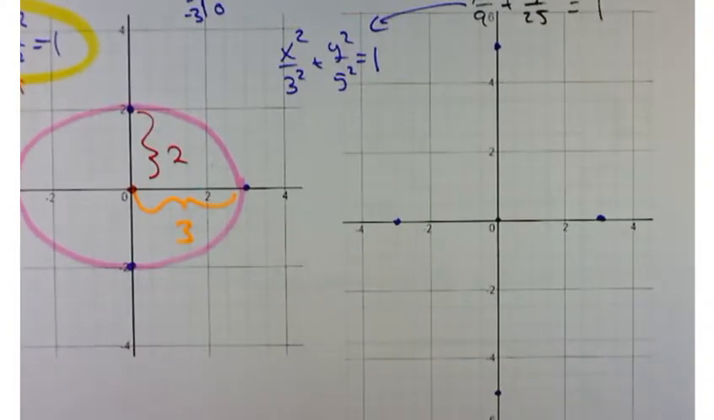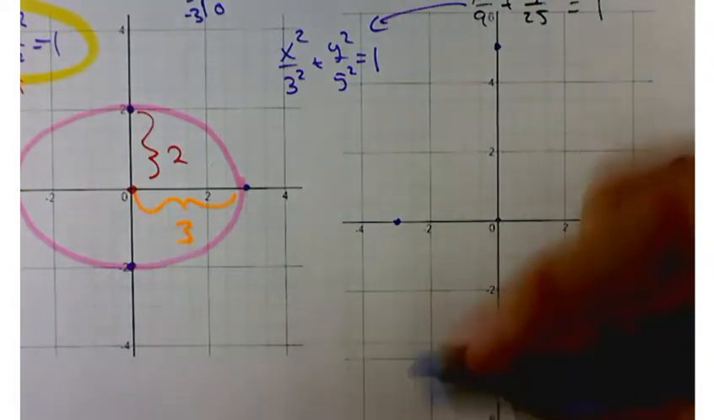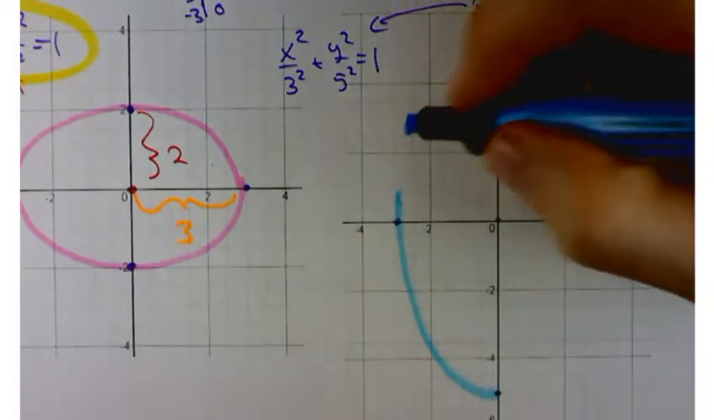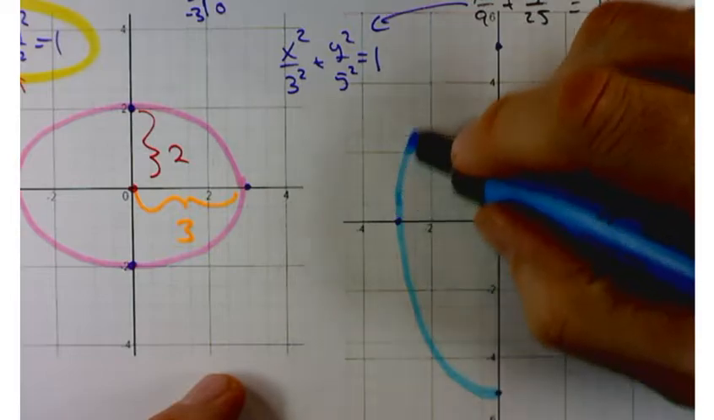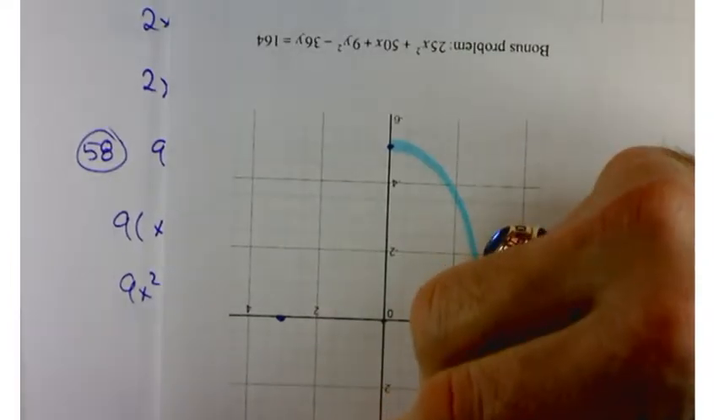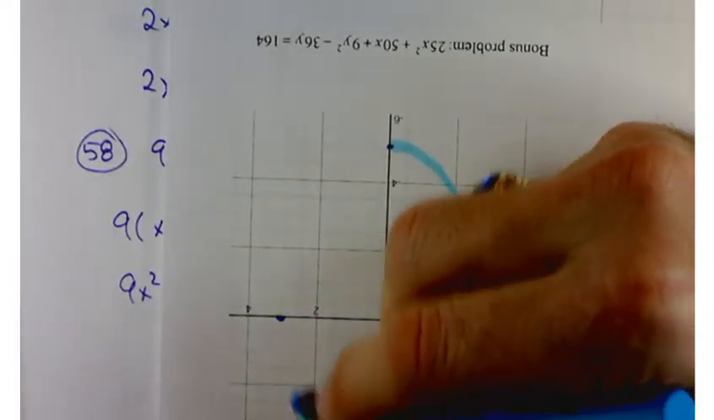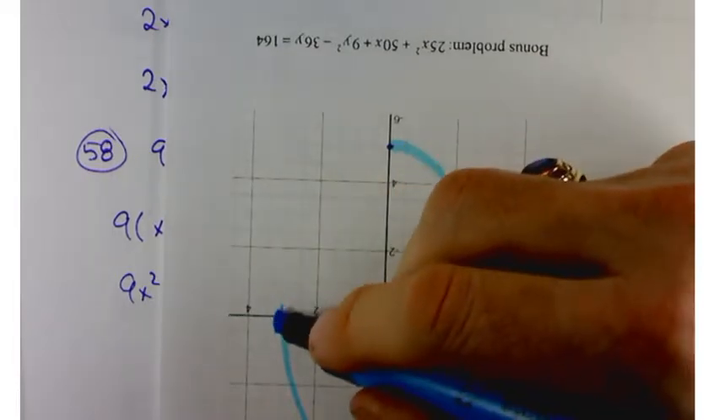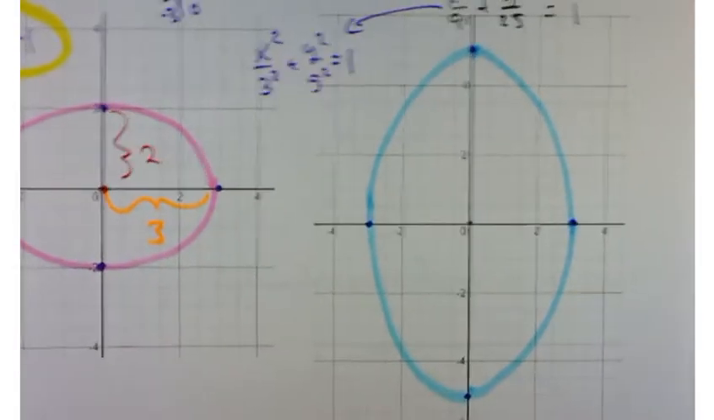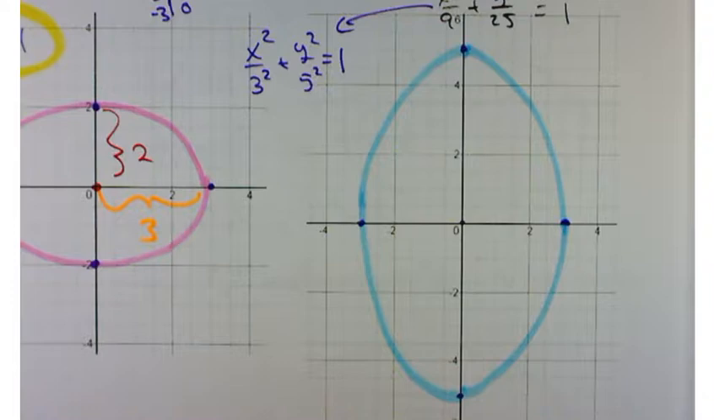And then, as best as you can, try and draw a reasonable looking ellipse. Keep in mind they're smooth. And I hope I don't make anyone dizzy here. I'm just going to cheat. There we go. So there's our ellipse.